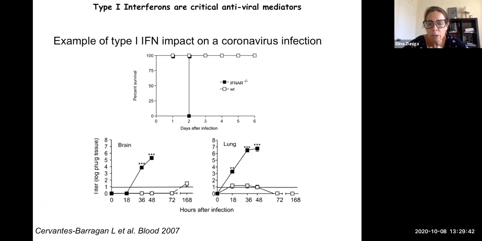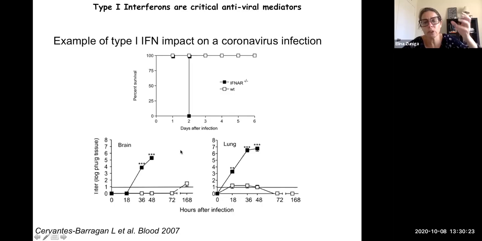And if you didn't believe me, this is a paper that shows that mice deficient in interferon receptors, here with the black square, are way more susceptible to coronavirus infection. You can see here the survival of a wild-type mouse infected with mouse coronavirus, and here the rapid death of the interferon receptor deficient mice. The virus killed the mice because it spread much more easily, not only in the lungs, but also in the brain, for example.